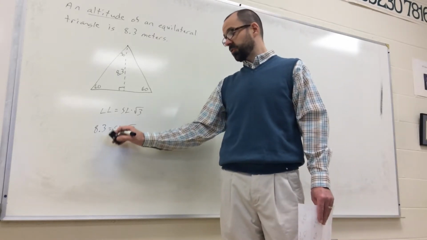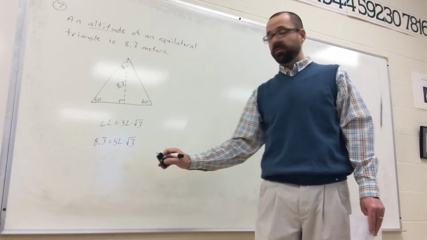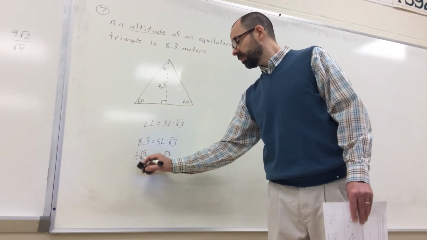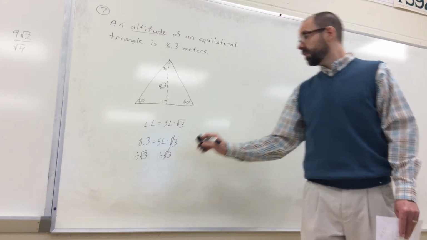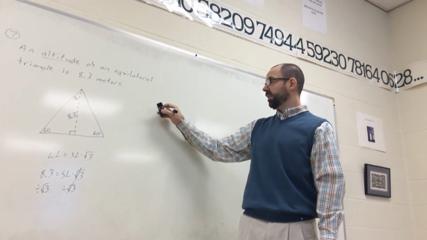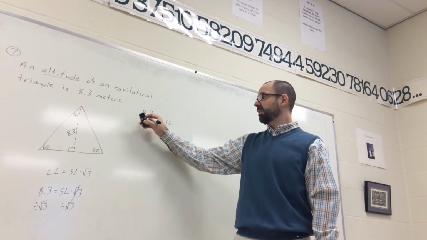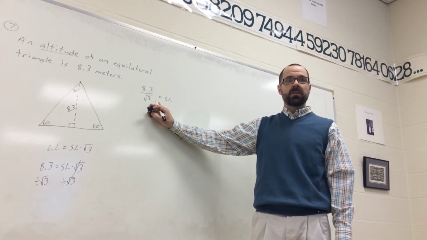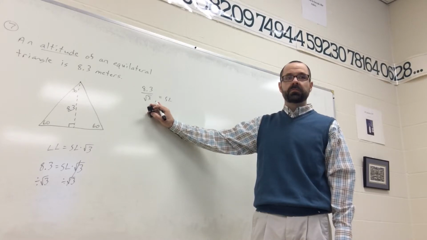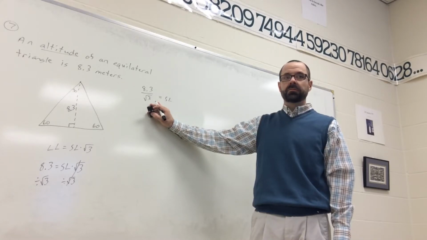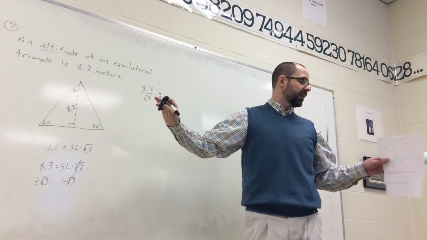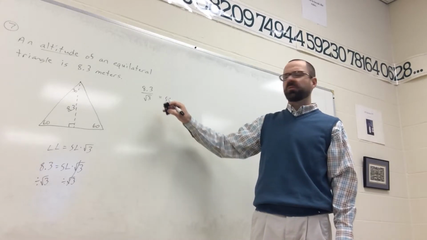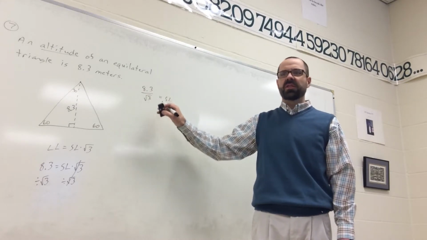All right, so I'm trying to figure out the short leg. So I'm going to divide by the square root of 3. That'll cross this out. So I'll just have short leg equals 8.3 divided by the square root of 3. Now we don't really like it when the square root's in the denominator, but we're going to fix that later.